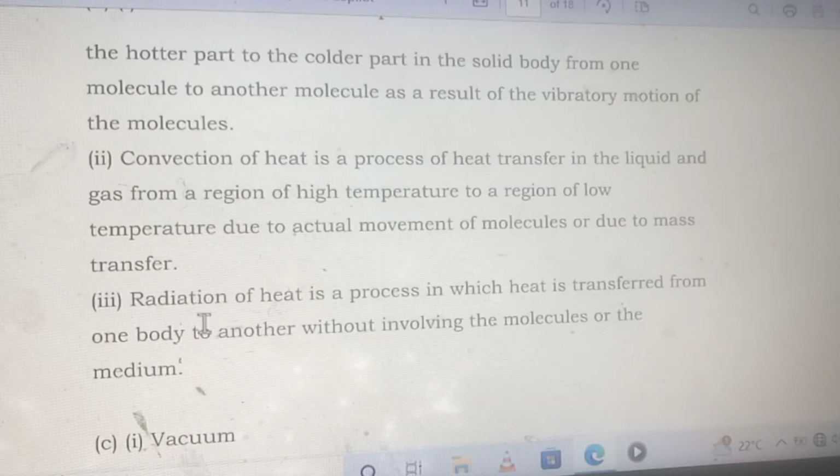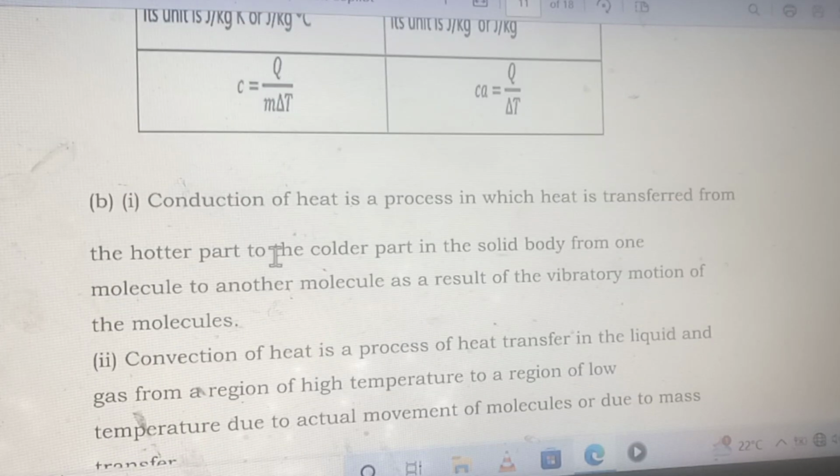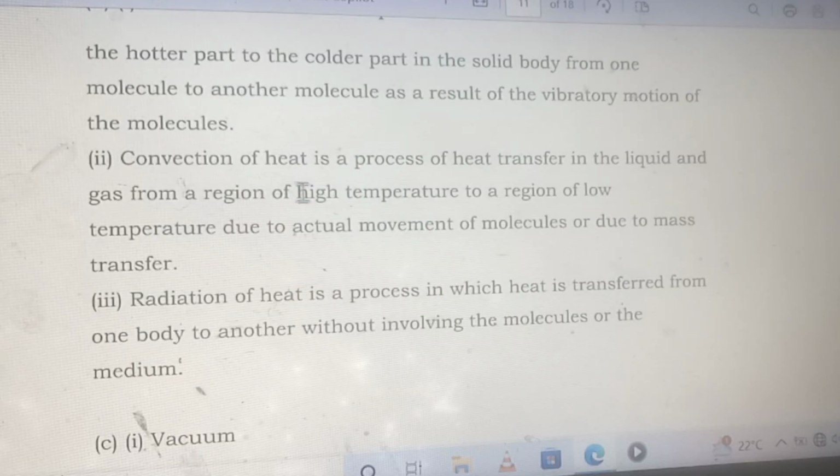The next, this is the definition of conduction of heat. This is the definition of convection of heat. Conduction of heat is a process in which heat is transferred from the hot part to the cold part in a solid body, from one molecule to another molecule as a result of vibrational motion of molecules. Convection of heat is a process of heat transfer in liquids and gases from a region of higher temperature to a region of lower temperature due to actual movement of molecules or due to mass transfer.